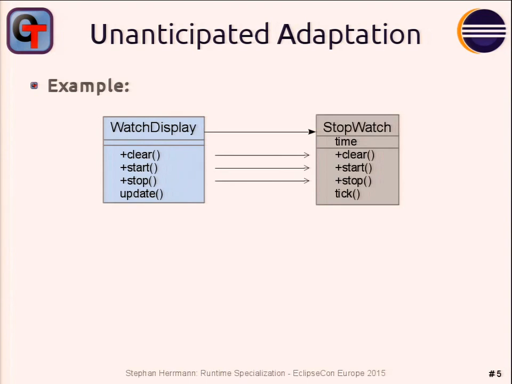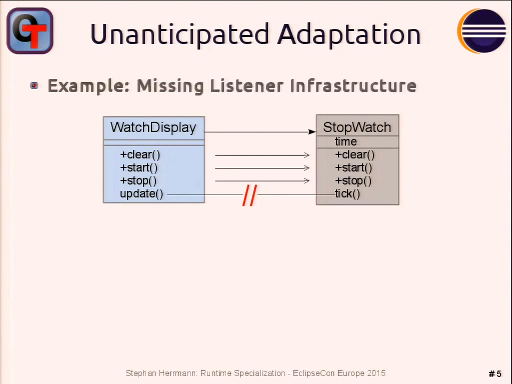But then there comes a point where I need to connect the tick to the update. So left to right is easy, but how do I let the stopwatch trigger my update behavior? Well, we all know there is a pattern for this, and we have a solution for everything. The pattern is called listener infrastructure, but there is no listener infrastructure. This black box just doesn't have a listener. There's no register listener. There's no notifying of listeners when doing a tick.